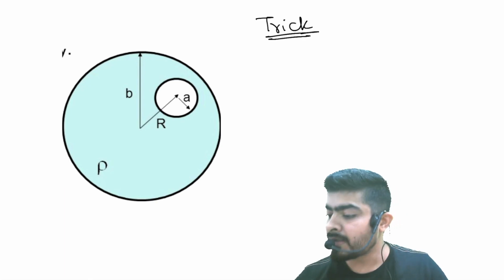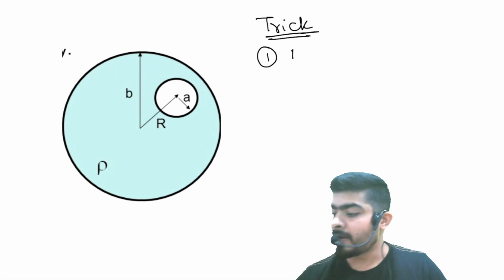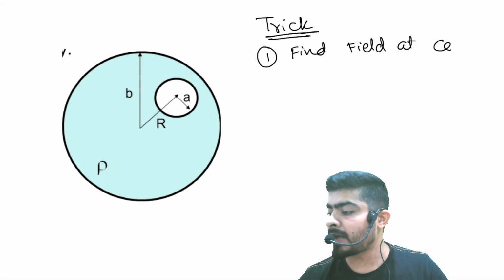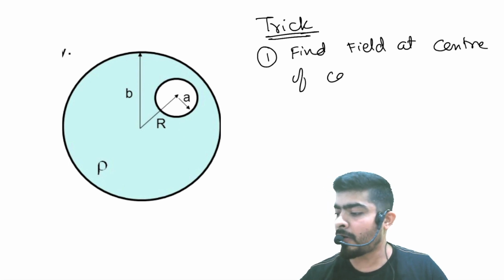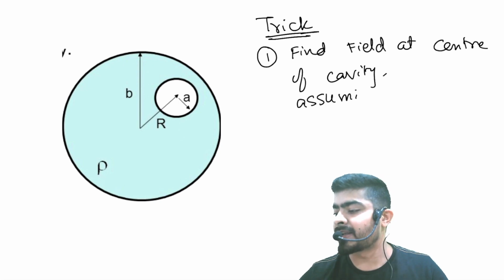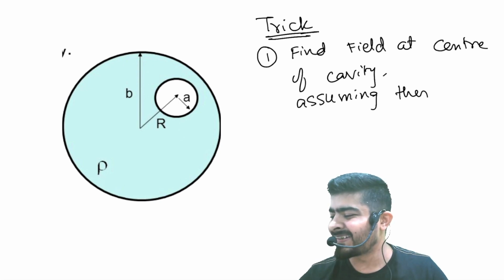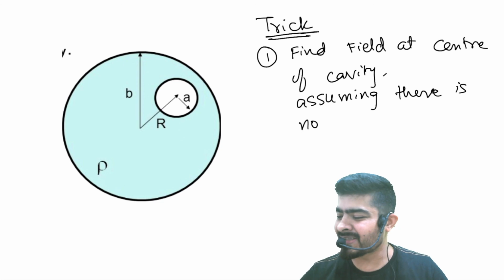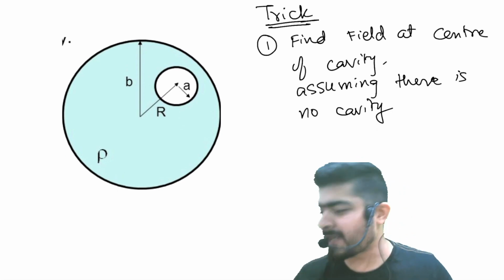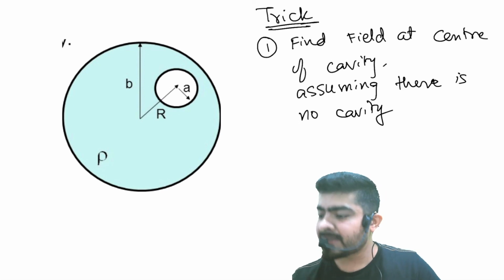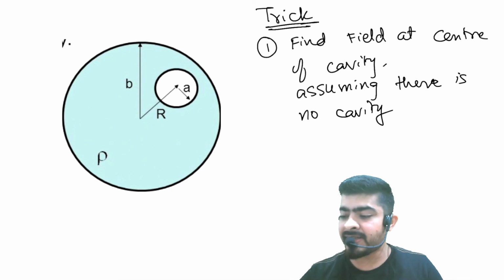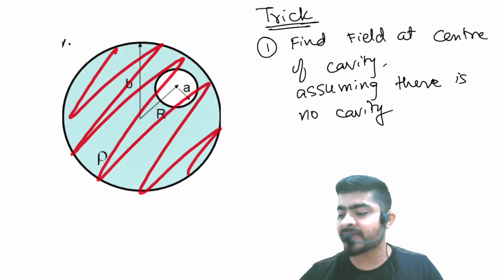is to find the field at the center of the cavity, assuming there is no cavity. Simple. Let me explain. First of all, focus on this sentence: assuming there is no cavity. If there is no cavity, then I have got an entire solid sphere, correct?